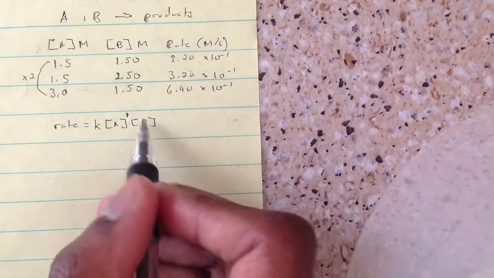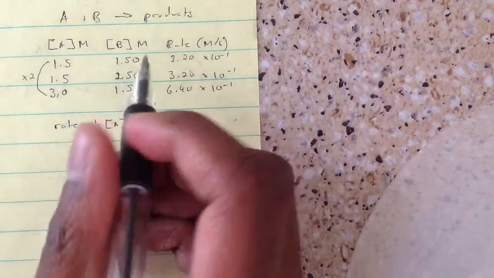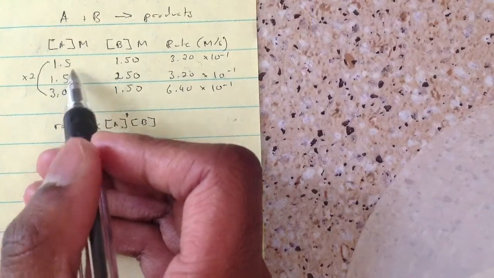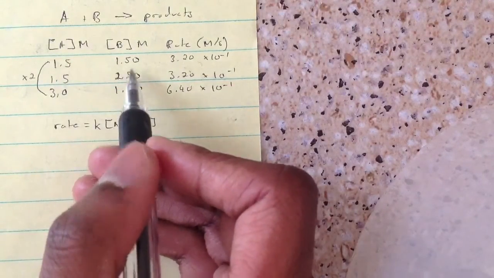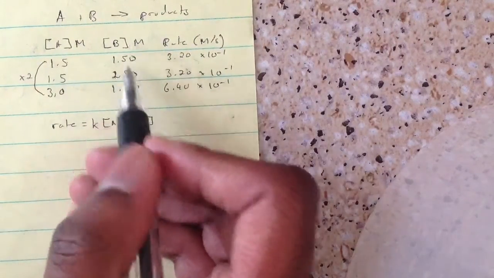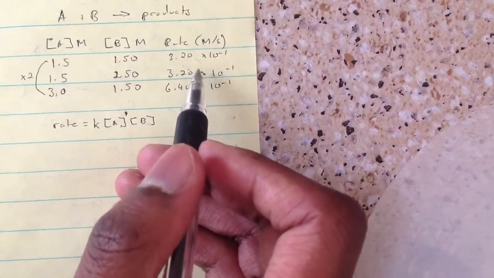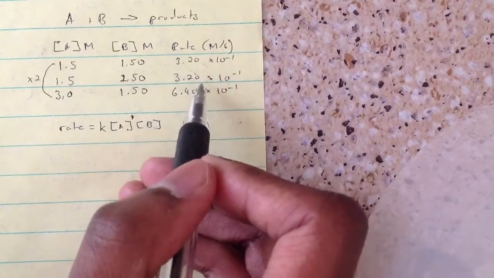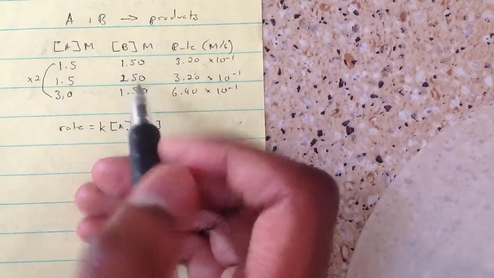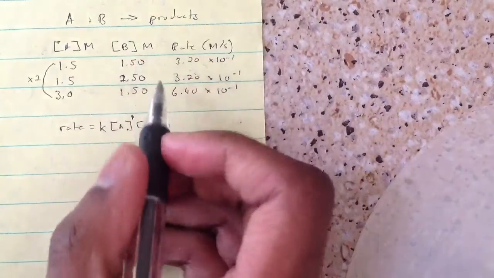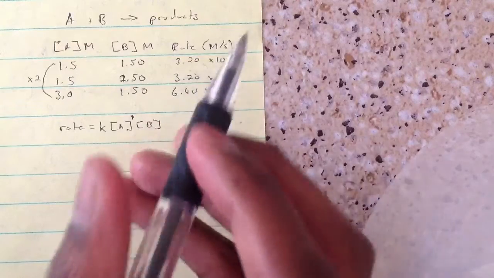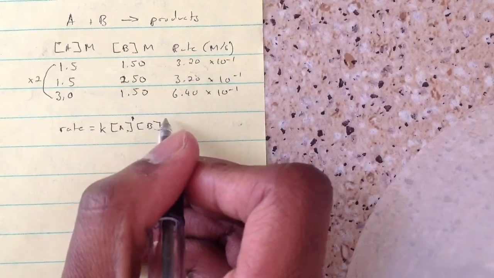So now we want the order of B. We want to hold A constant, so 1.5 and 1.5, A's constant. Then we look at B, 1.5 and 2.5. So A's constant, B's changing, and then we look at rate. We see that the rate actually stays the same. B changed to 2.5, but it did nothing for the rate. If nothing occurs, then it's an order of 0.